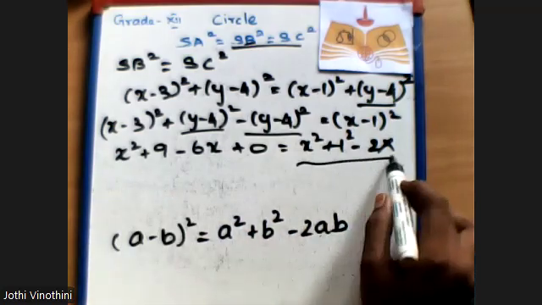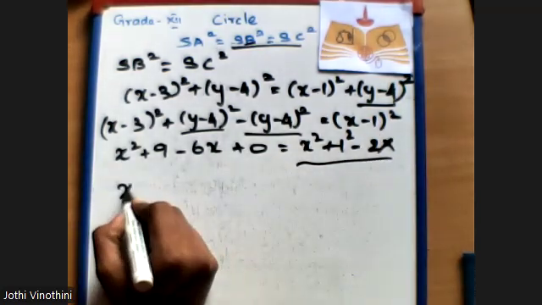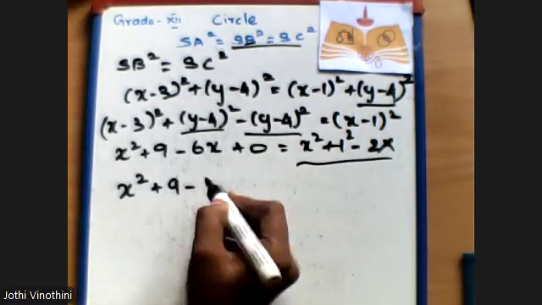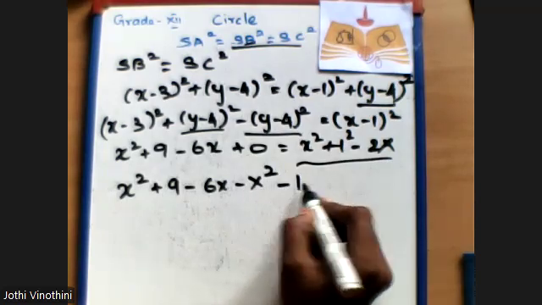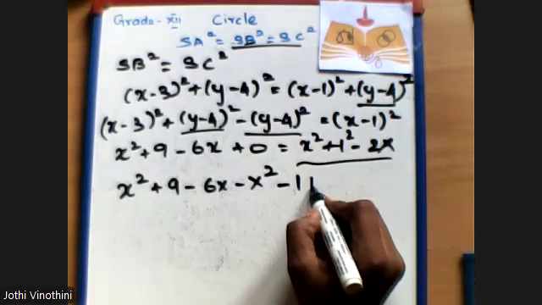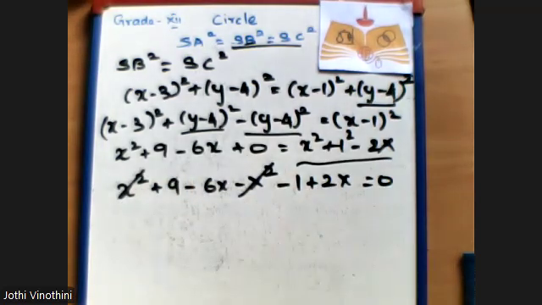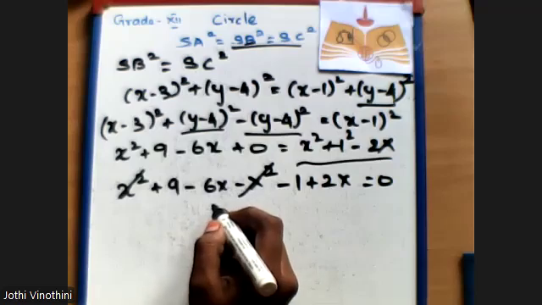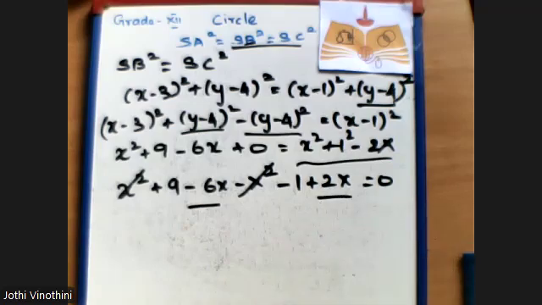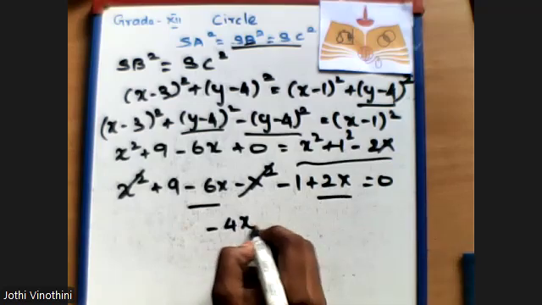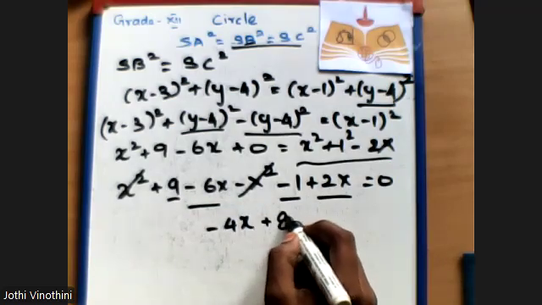Now I'm going to move this entire term to my left side. So it will be x squared plus 9 minus 6x minus x squared minus 1 plus 2x equals 0. So x squared minus x squared will get cancelled. So here minus 6x, here plus 2x. So the answer will be minus 4x plus 9 minus 1, so plus 8 equals 0.